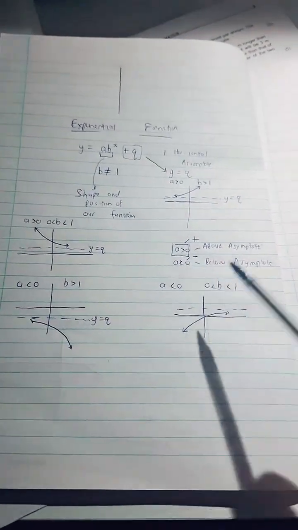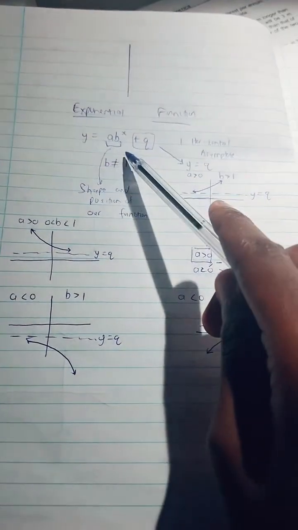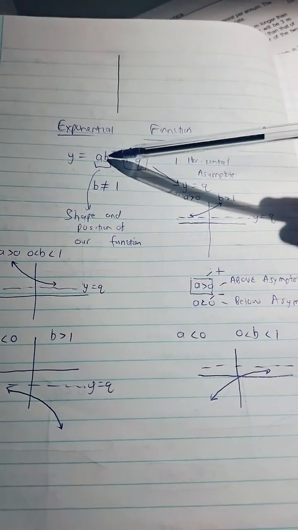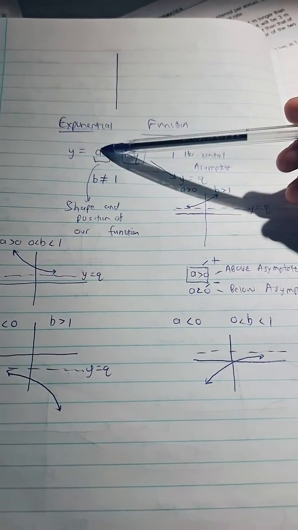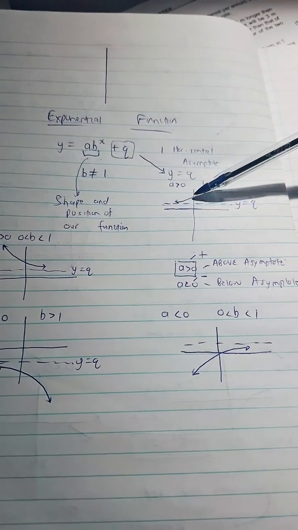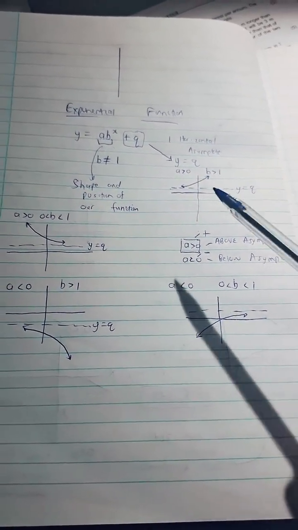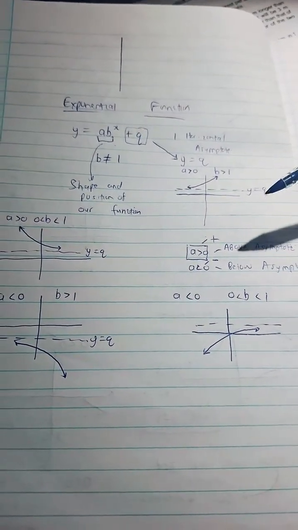Okay, guys, these scenarios are very important. Once you look at your function, you know what the a value is and what the b value is. When you know those a and b values, you simply look at them and you will know how your sketch will be, once you know the condition of a and the condition of b.